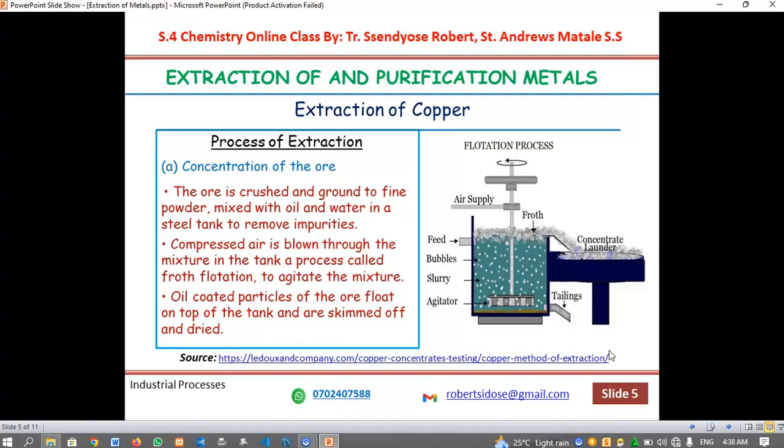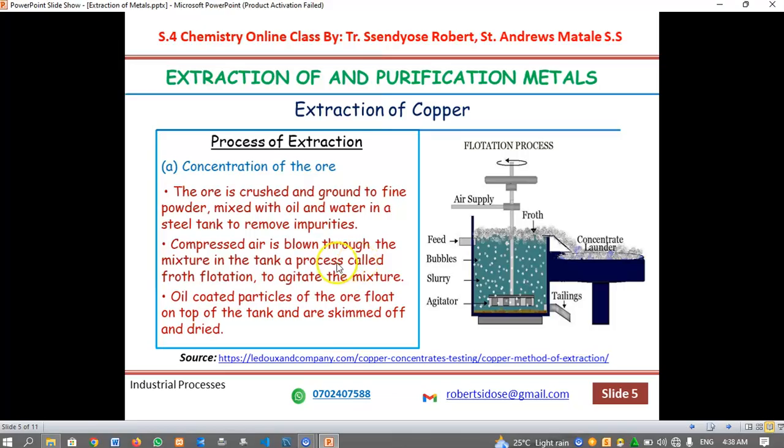Concentration of ore is all about crushing and preparing the ore into powder form, such that when you feed it into the blast furnace, the powder can be reduced. So the ore is crushed and ground to a fine powder, mixed with oil and water in a steel tank to remove impurities.